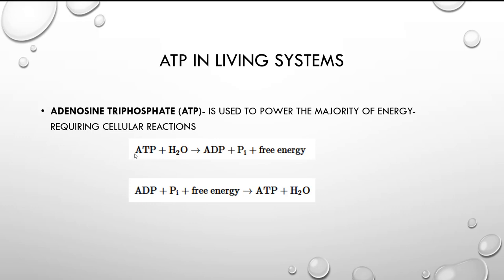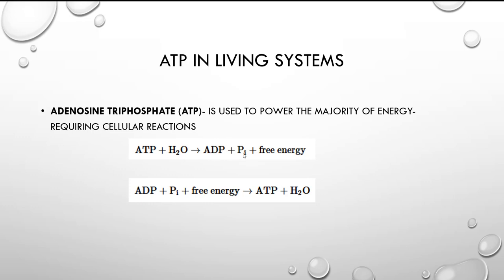So let's just look at this equation here. Here's ATP. ATP stands for adenosine triphosphate. Tri means 3, so it has 3 phosphates. Okay, so we're going to add water. So we undergo a hydrolysis reaction. We're adding water to break the bond between 2 of the phosphates. So one of the phosphates is going to be separated from the rest of the molecule.